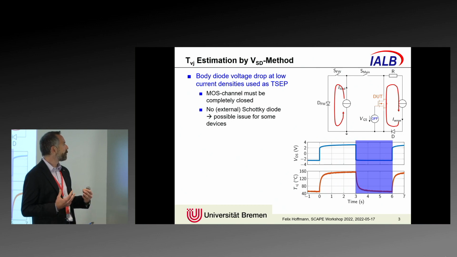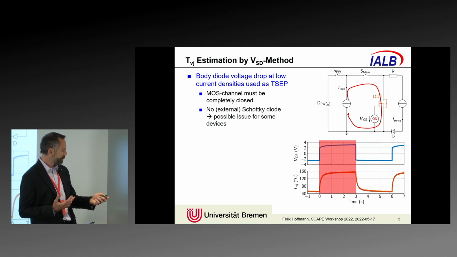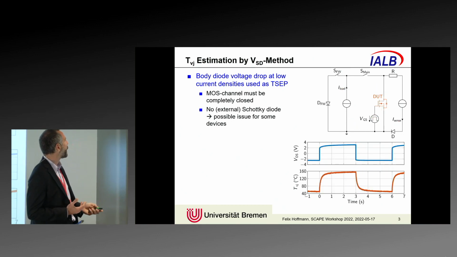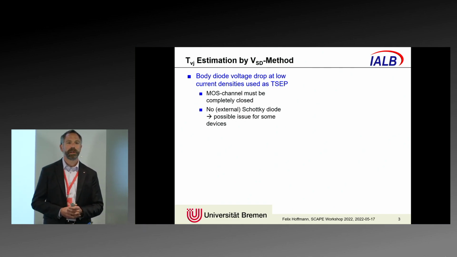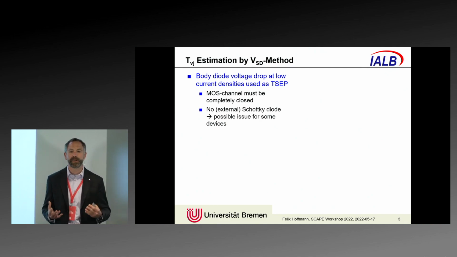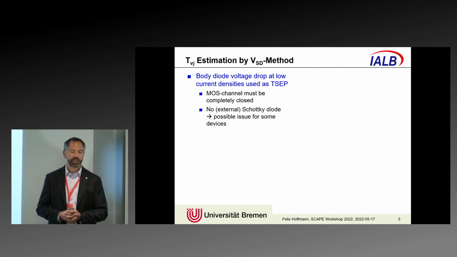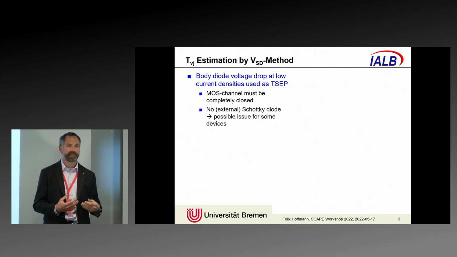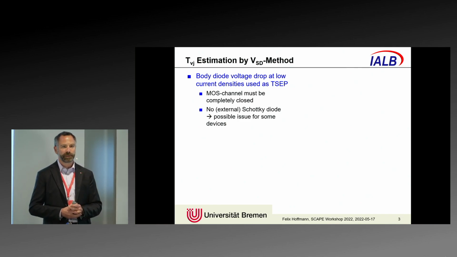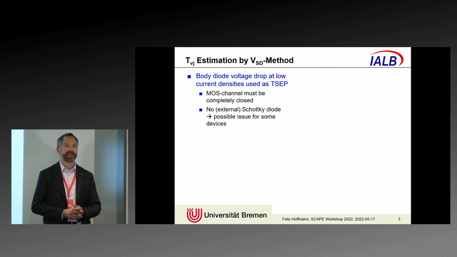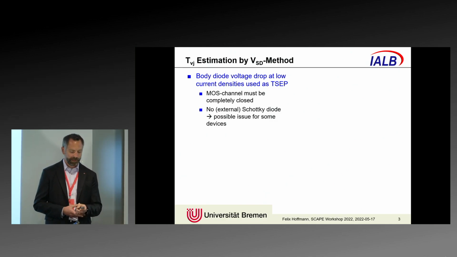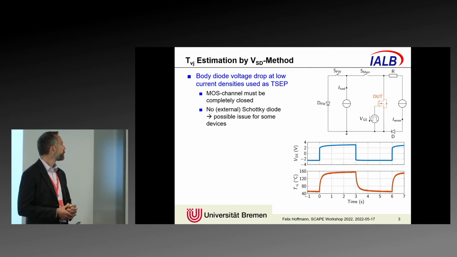Of course, if we look at a MOSFET structure, we have the MOS channel in parallel to the PN junction, which means if we want to use the PN junction as a temperature sensor, we need to have the MOS channel entirely closed. Furthermore, we cannot have any external Schottky diodes, as they would deteriorate our measurement.